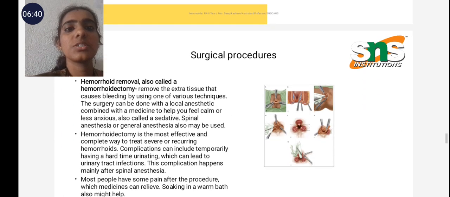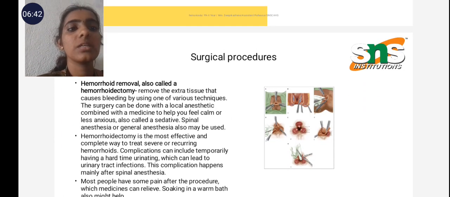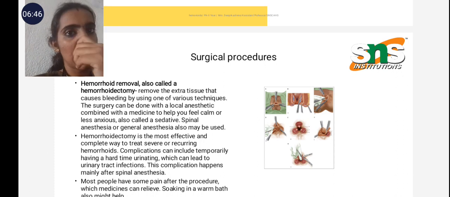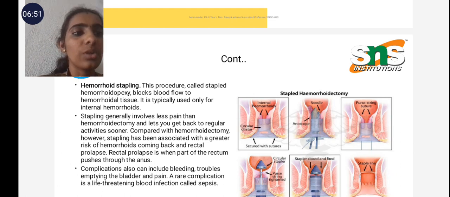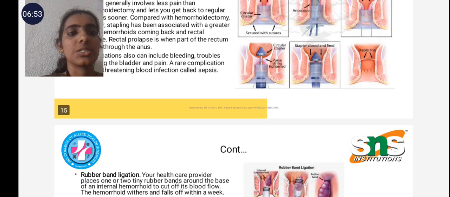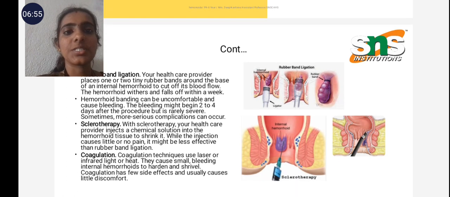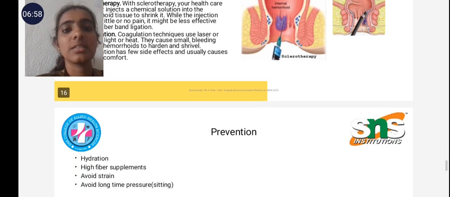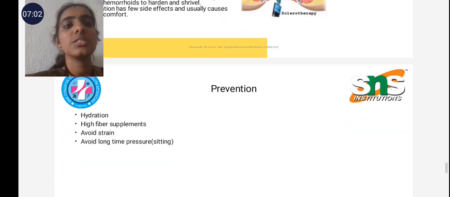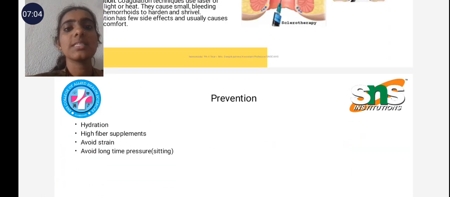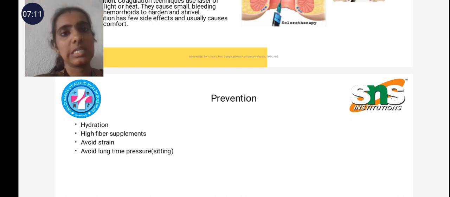And the surgical procedures are hemorrhoidectomy. Hemorrhoidectomy means we remove the extra growth from the rectum. Hemorrhoid stapling means it can protrude out. So this is one of the procedures. And rubber band ligation, sclerotherapy, coagulation therapy are some of the optional procedures. Prevention of hemorrhoids is hydration, high fiber supplementation, avoiding straining, and avoiding long-term pressure, meaning prolonged sitting.